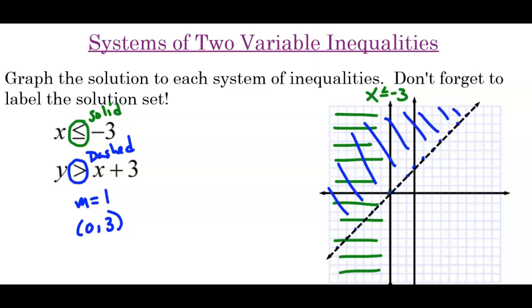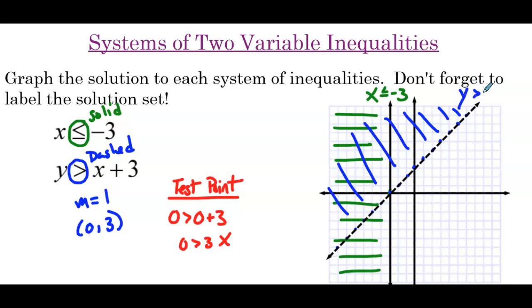Now, if you're not sure about that reasoning, don't forget, we still have that ability to use a test point. Right? So if we wanted to use a test point, pick the origin. So is 0 greater than 0 plus 3? Is 0 greater than 3? It is not. So the origin should not be in our solution set, which it is not. And we'll label this y is greater than x plus 3.